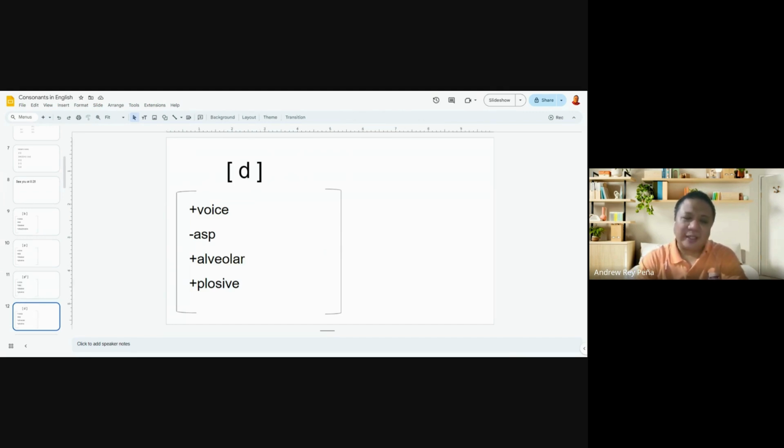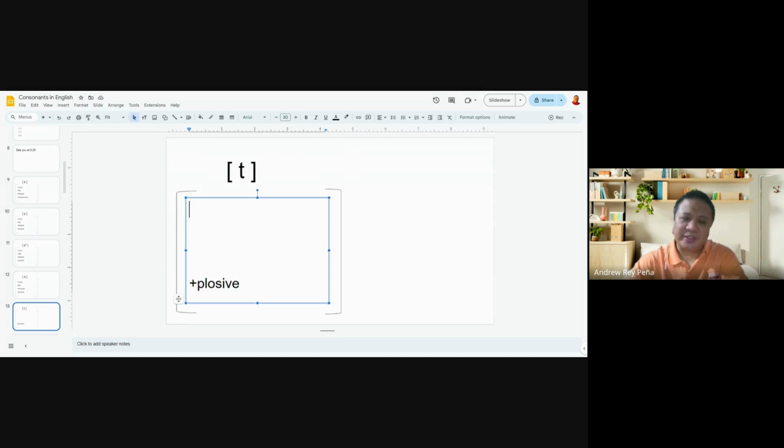Now the d has a voiceless equivalent, which is the t. So this is voiceless. That's why we put minus voice. It's unaspirated. There's no puff of air. It's alveolar, and it's a plosive or stop. Voiceless, unaspirated, alveolar, plosive. The difference between the d and t is the voicing.